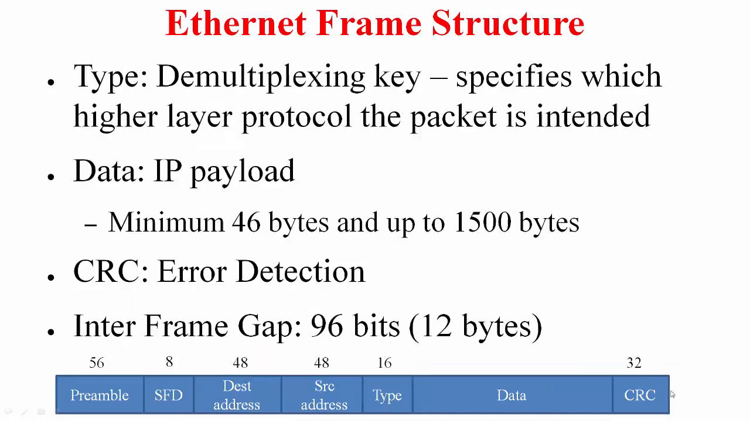If you're in Windows, if you do ipconfig, you can figure out what the MAC address of your Ethernet adapter is. The type field is a demultiplexing key. Basically, it specifies which higher layer protocol this packet has to pass to, IP or ICMP and so forth. After the type field is the IP payload.